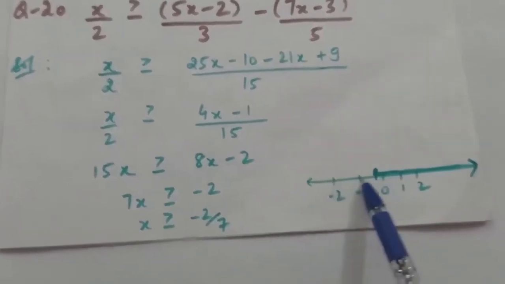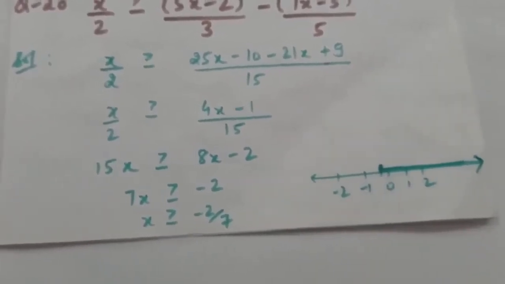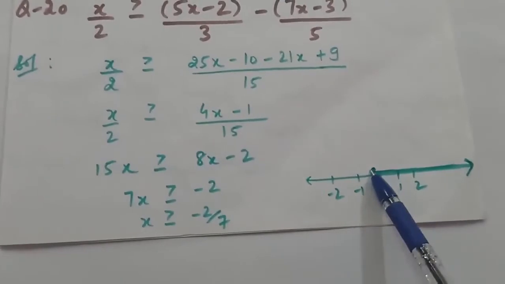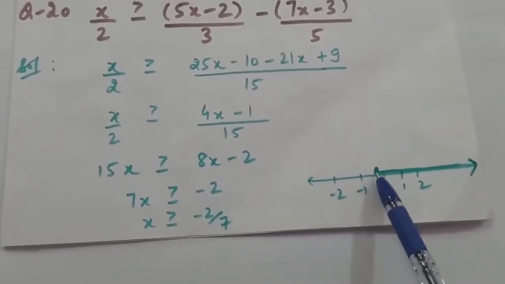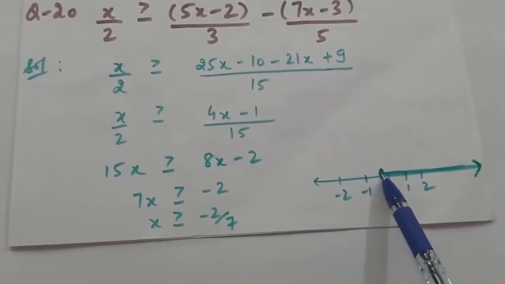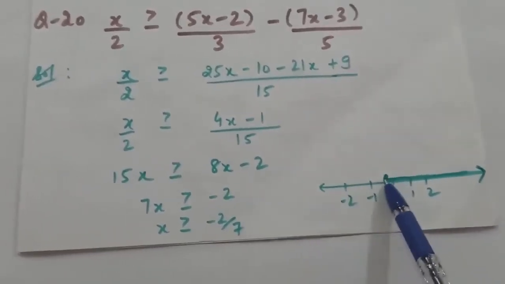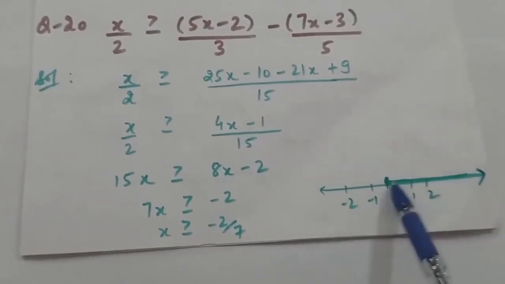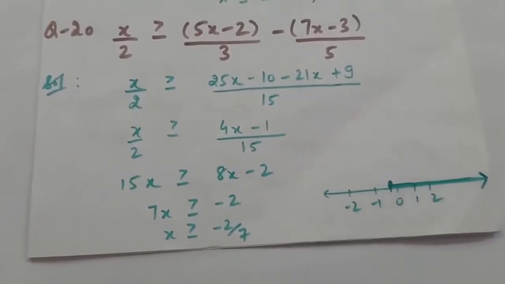On the number line, you will represent it like this: here is minus 2 by 7, where x is equal to minus 2 by 7. So a closed, or filled, circle will come. And because x is greater than this number, all the portion of this line on this side will come. So darken this side also.